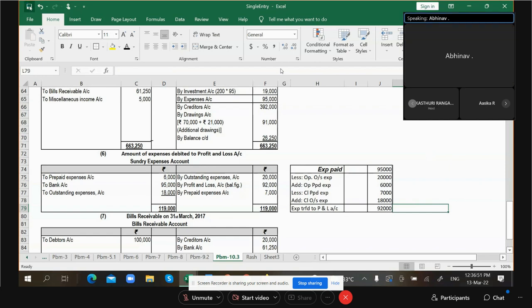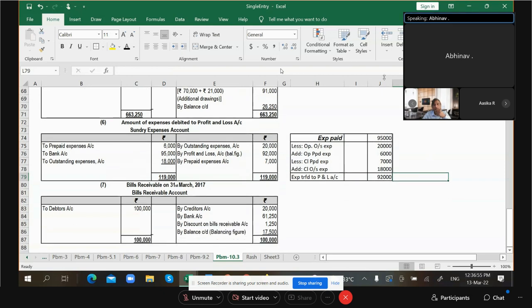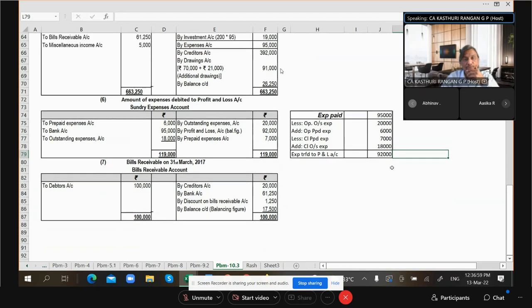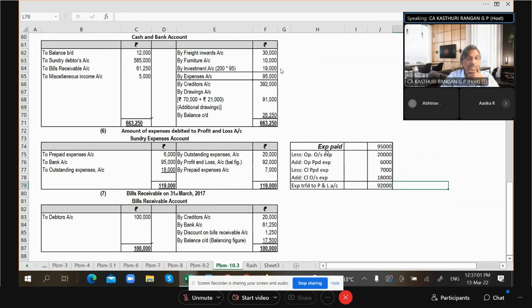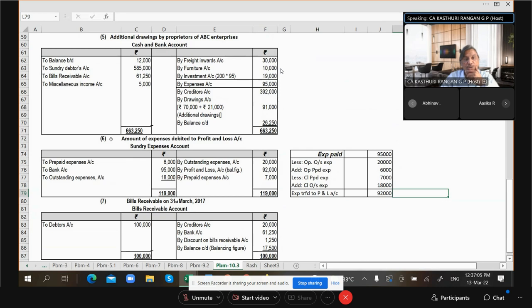Sir, can you please scroll down a little bit, sir? Bill receivable account, please see bill receivable account also. Cash and bank account, working note number 5. Expense account, working note number 6. Bill receivable account, closing balance 17,500 should be shown in the closing balance sheet.